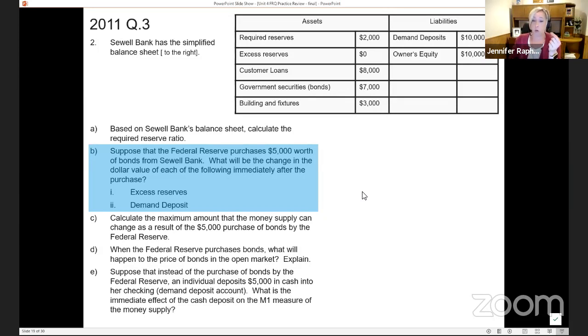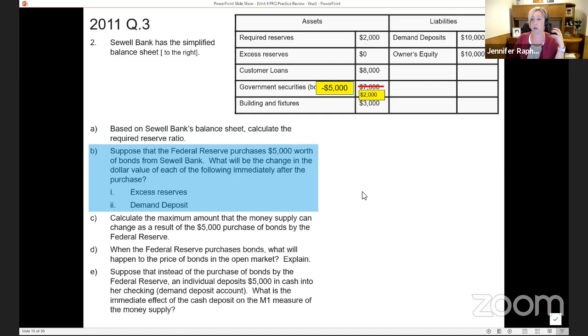So let's use our balance sheet as our T account as a tool to see what's going to happen. So we're going to start by saying, okay, well, the bank is selling $5,000 worth of securities. The Fed is purchasing them. So we're going to decrease government securities by $5,000, leaving $2,000 in that part of the T account. Now the bonds come off the bank balance sheet as an asset and are being replaced with excess reserves.